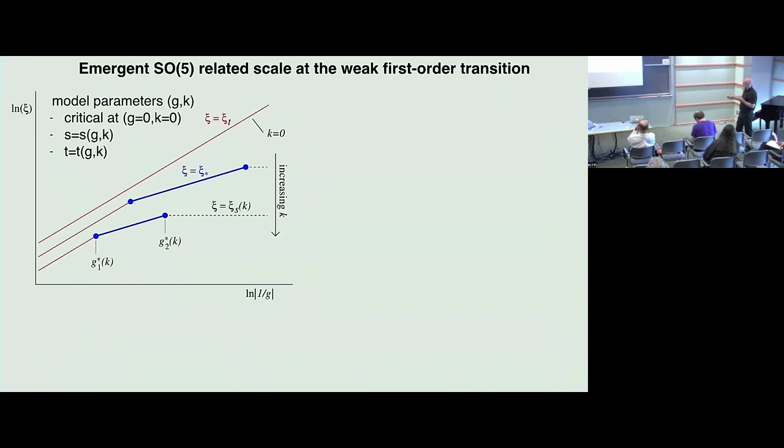But what we are arguing is that if you are a little bit on the first order line, there's actually a crossover to another growing form of the correlation length before the saturation of the correlation length when you actually go to the transition point.